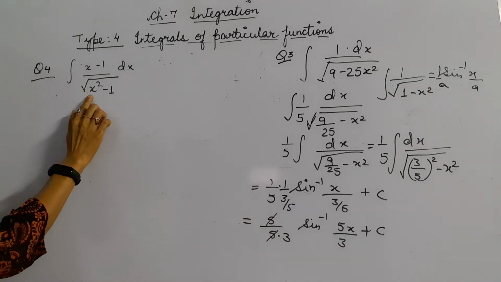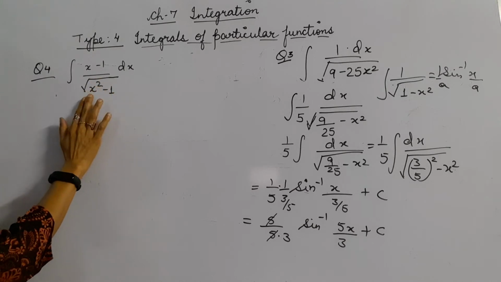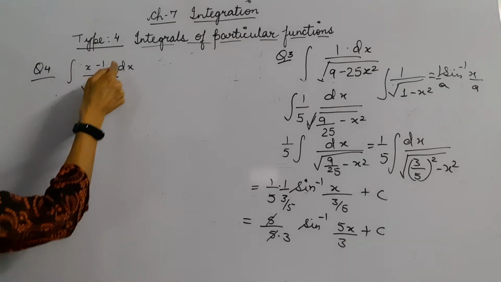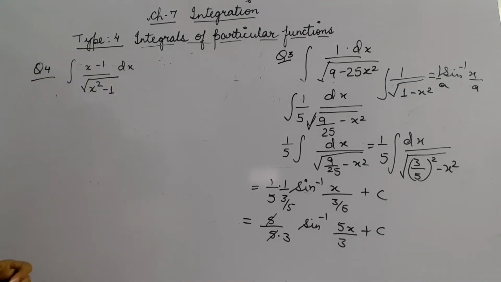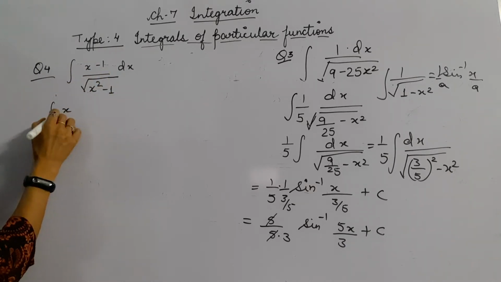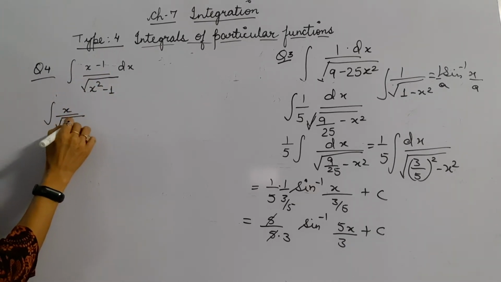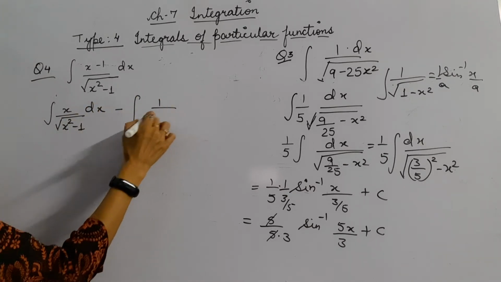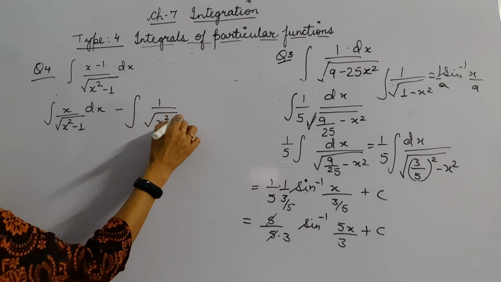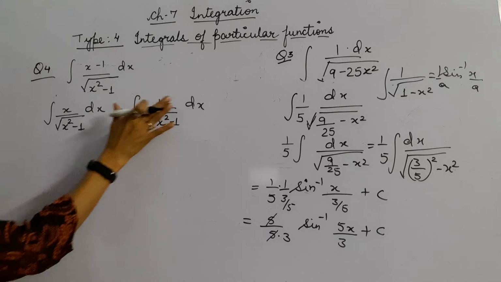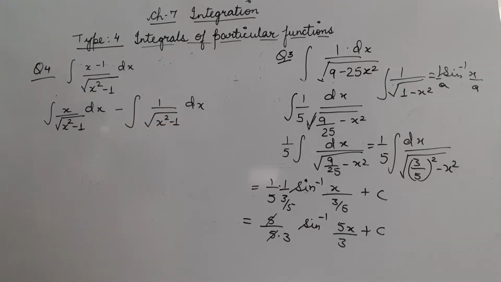Here, although it is given in the form a square, or I can say x square minus a square, but here in the denominator also I am having a polynomial. So what I can do, I can just separate my numerator. So it will be x upon under root x square minus 1 dx minus integration of 1 upon under root x square minus 1 dx. Now this is my one integration, and this is my second integration which I have to do.